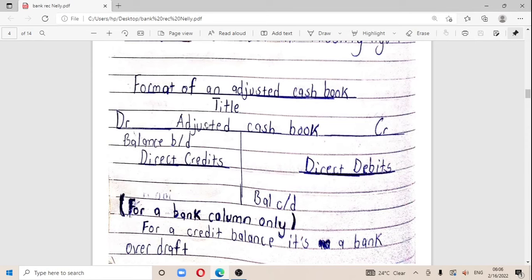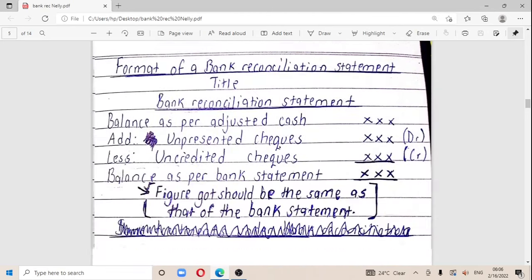you remember you'll be having a cash book. The last figure, which is maybe a balance carried down or a balance brought down, is what will dictate what you bring here. So that last balance from the cash book you have in the question is what you bring here. If it's a debit balance, you bring it here. If it's a credit balance, you bring it this side. So hope that's clear.